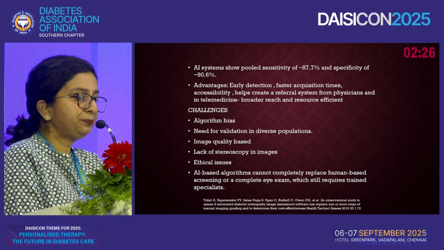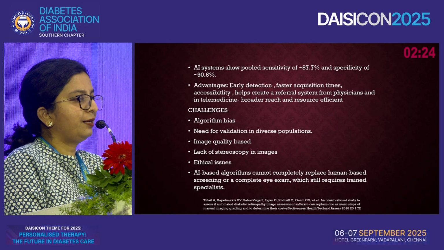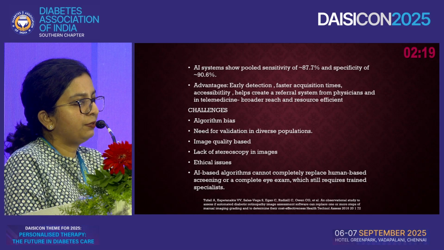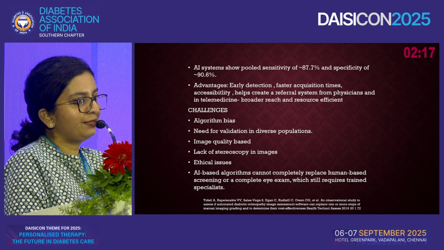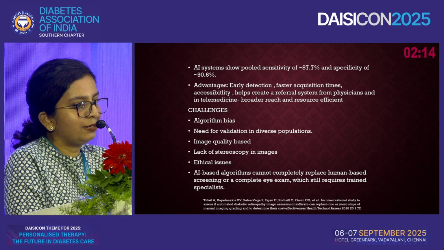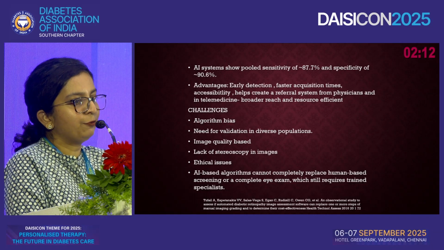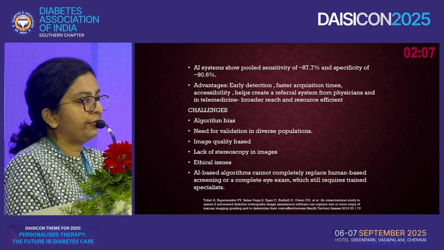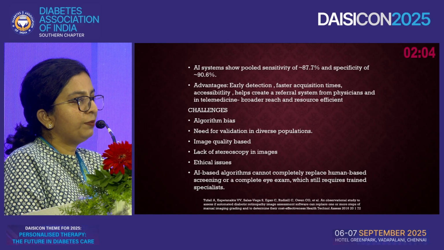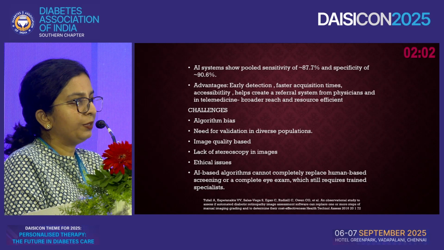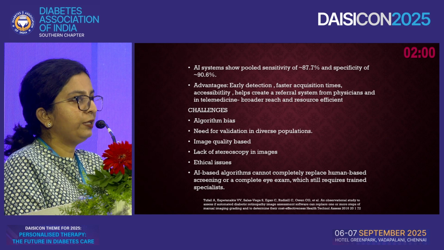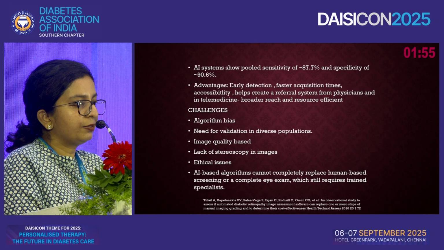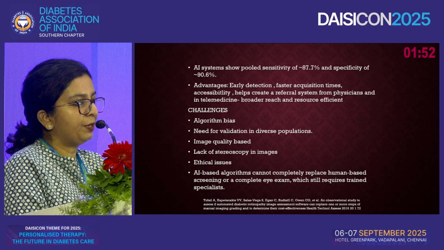Of course, there are some challenges we face even with AI. One is algorithm bias, because not all algorithms stage the retinopathy equally, and there are slight differences which are noted in the grading systems, and there is a need for validation in a diverse racial population. And of course the imaging is very much quality based, so if we give a good quality image, there is a better chance of the AI picking out the lesions. So it is completely patient dependent and technician dependent also.